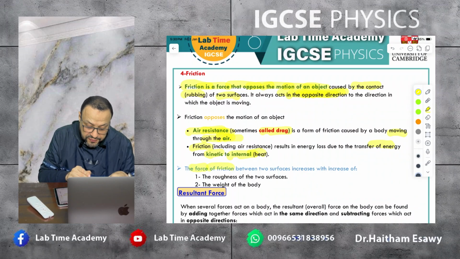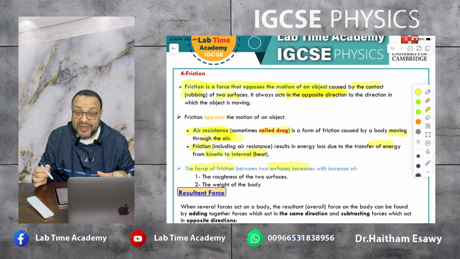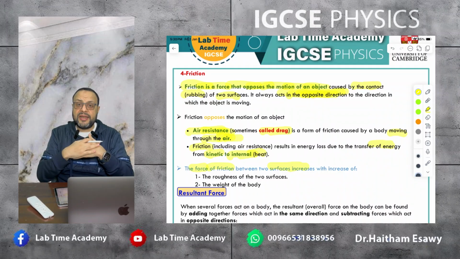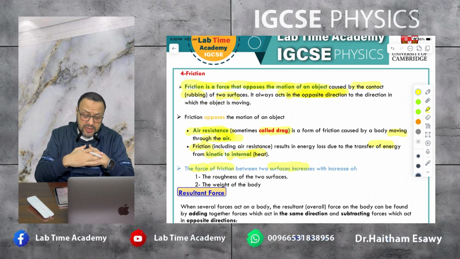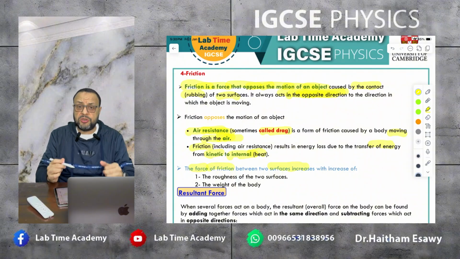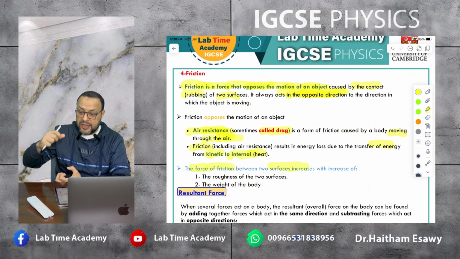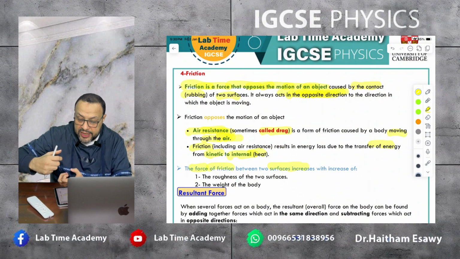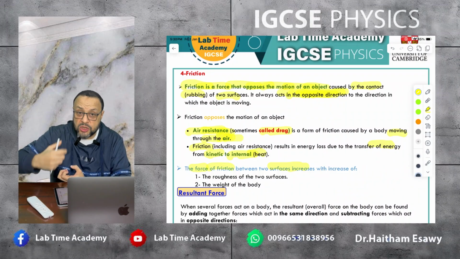Actually, the friction force between two surfaces of the object increases by increasing the roughness between the two surfaces and by increasing the weight of the object. If we have more weight for the object, this will give more friction force.